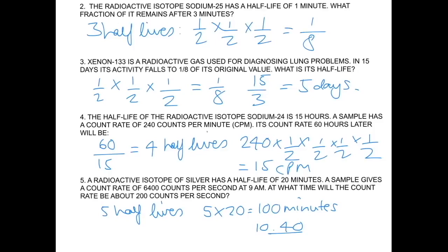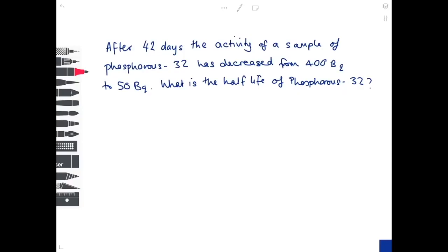And remember, half-life is actually the amount of time taken for half the radioactive nuclei to decay. So, after 42 days, the activity of a sample of phosphorus-32 has decreased from 400 becquerels to 50 becquerels. What is the half-life of phosphorus-32?